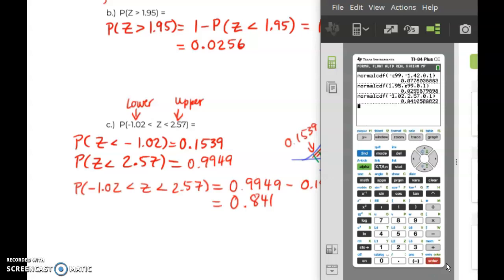One thing that can happen sometimes with the rounding, we could have a slightly different answer when we're using the calculator, but it should be very, very close.